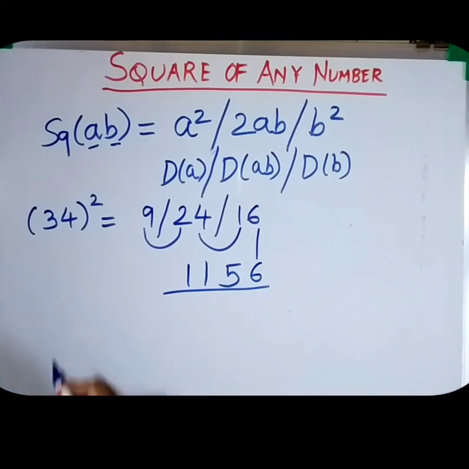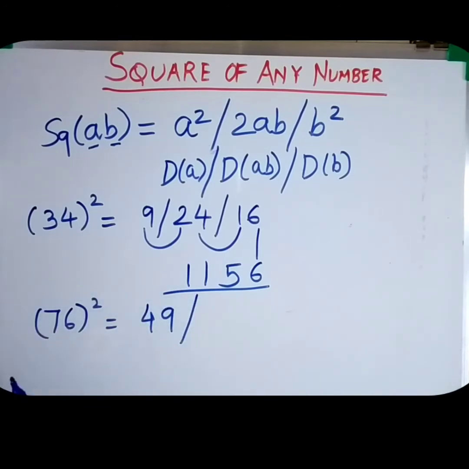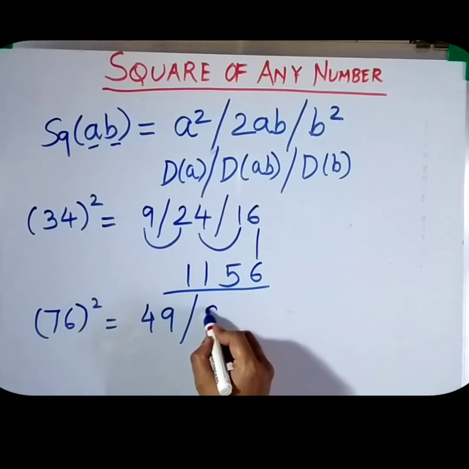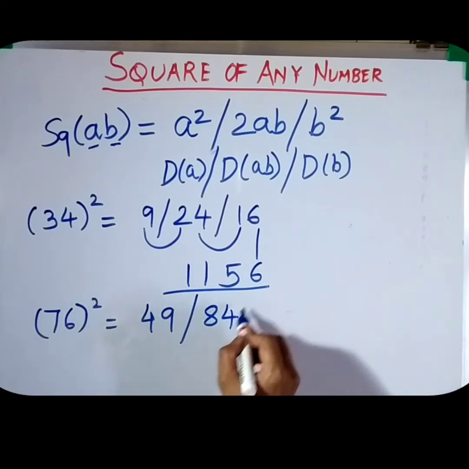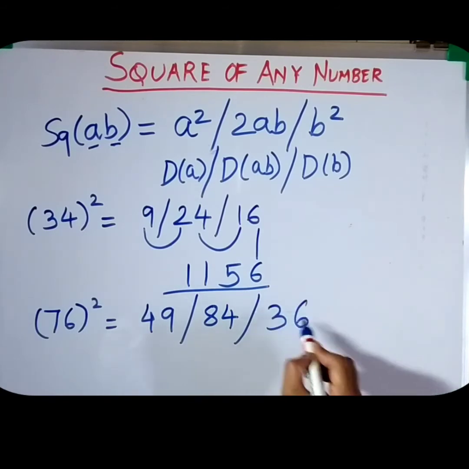I have to find the square of 76. So 76 square is equal to: 7 7s are, first I will take A square. A square is nothing but 49. 2AB is 2 into 7 into 6. So 2 7s are 14, 14 7s are 84. So this is 84. Then again 6 6s are 36.